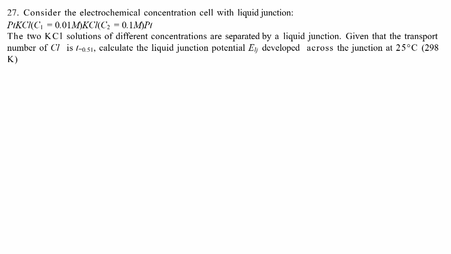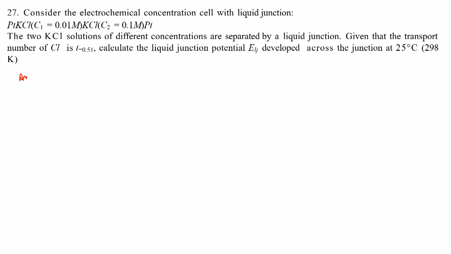Problem number 27 says consider the electrochemical concentration cell with liquid junction. Okay, so again liquid junction is here. So Pt, KCl concentration C1 is 0.01 molar, KCl again concentration is different here, C2 is 0.1 molar, again platinum. The two KCl solutions of different concentration are separated by a liquid junction. Given that the transport number of Cl minus is 0.51, calculate the liquid junction potential E_LJ developed across the junction at 25 degrees Celsius or 298 K temperature.